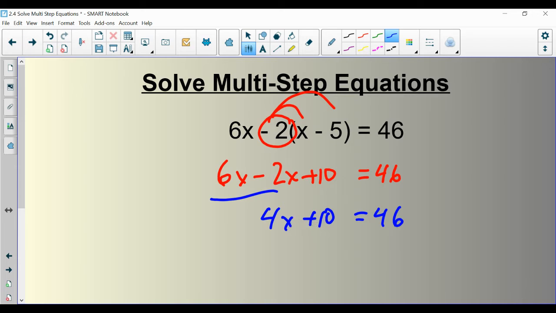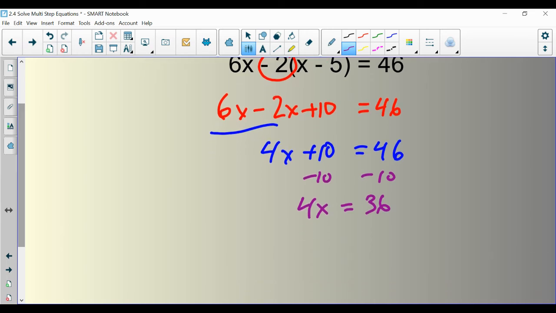Now we undo the subtraction or addition first. There is a plus 10 happening. We undo a plus 10 by subtracting 10. And if we do it to one side, we have to do it to both sides. So we have 4x is equal to 36. Now x is being multiplied by 4. The way to undo multiply by 4 is to divide by 4. We get x is equal to 9.